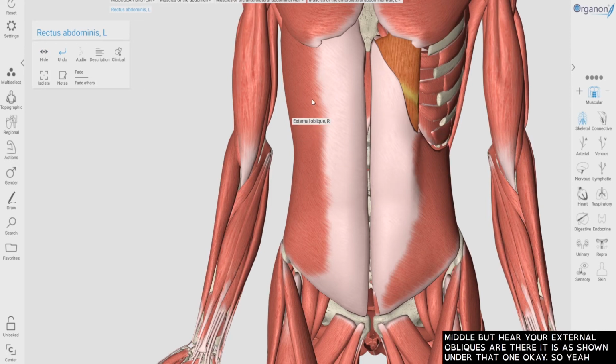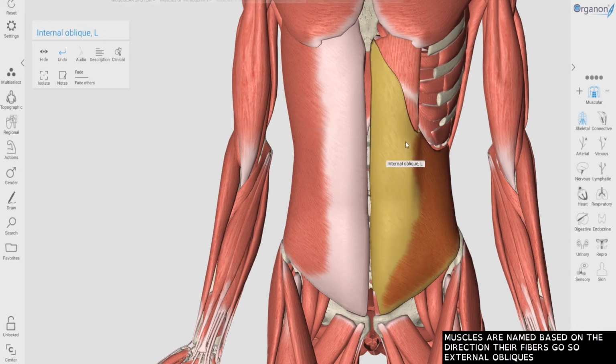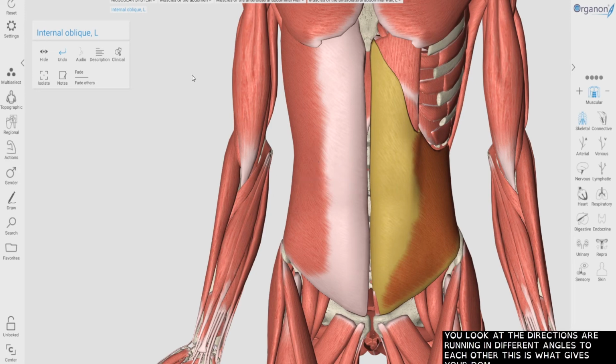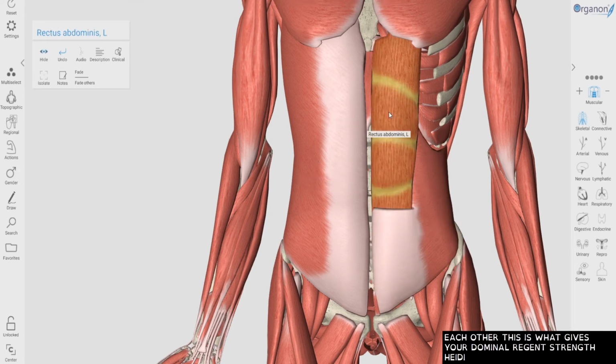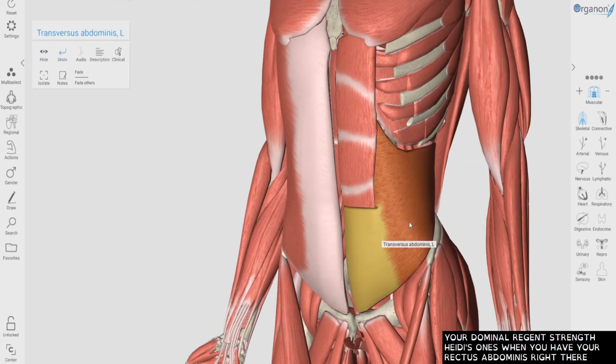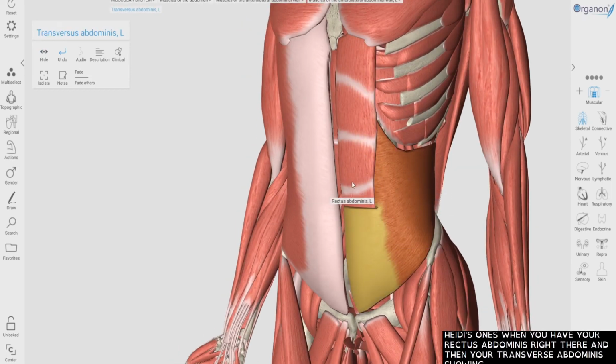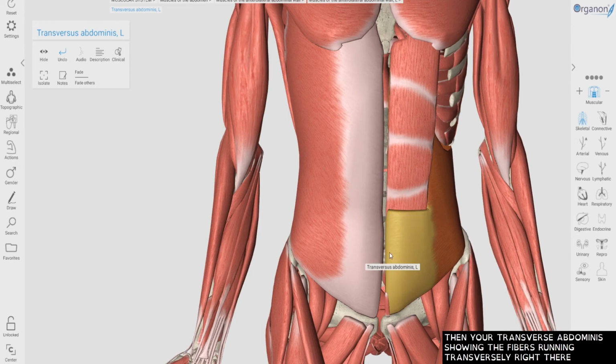So yeah, external obliques, and all these muscles are named based on the direction their fibers go. So external obliques are right there. Then you have your internal obliques, and if you look at the directions, they're running in different angles to each other, and this is what gives your abdominal region strength. I would hide these ones, and you have your rectus abdominis right there, and then your transverse abdominis showing the fibers running transversely right there. Right there's your six-pack.